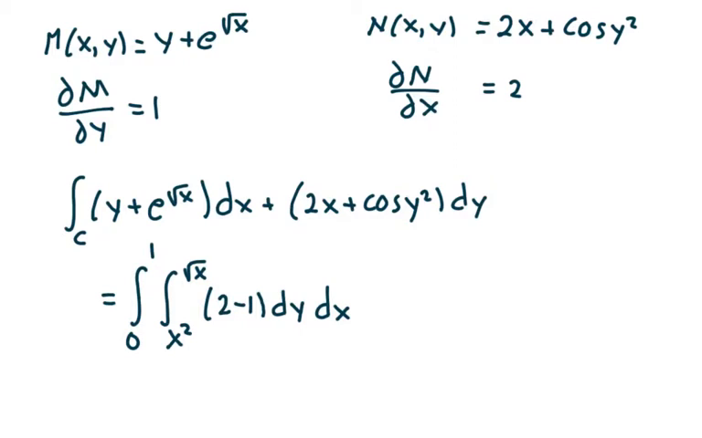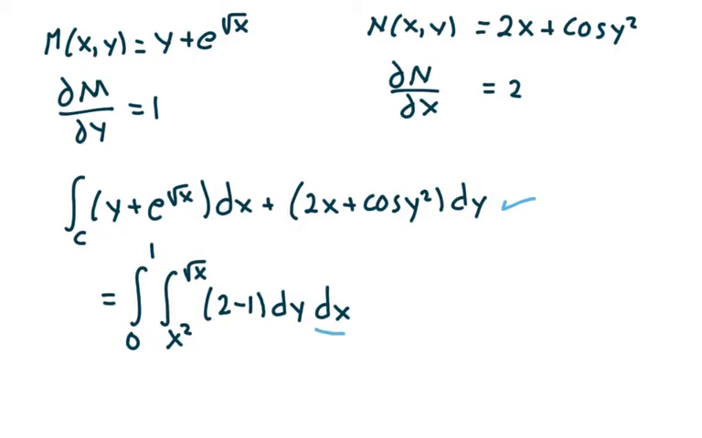Now, M of x, y is y plus e to the root x, so the partial of M with respect to y is 1. And then N of x, y is 2x plus cosine of y squared. Partial of N with respect to x is 2. So if I take this line integral here, I'm going to write it as a double integral where the outer limits are from 0 to 1 with respect to x.